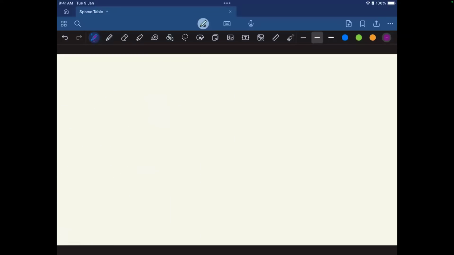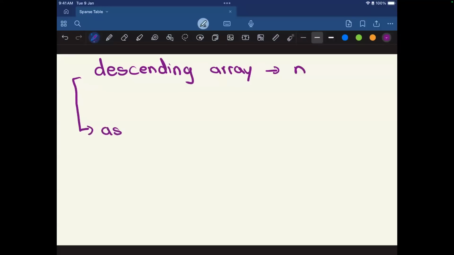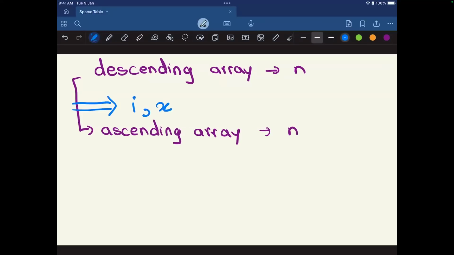Now, guys, the problem says that we are given a non-increasing array. What is a non-increasing array, guys? It is a descending array. And the size of this array is n. We have to convert it into an ascending array of size n. And to do this, what can we do? We can do an operation. And what operation is this? Choose an index i and a value X and then make A_i equal to X. And we need to find the minimum number of operations to do so.